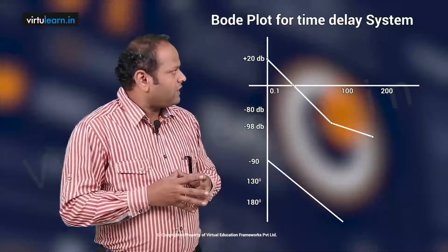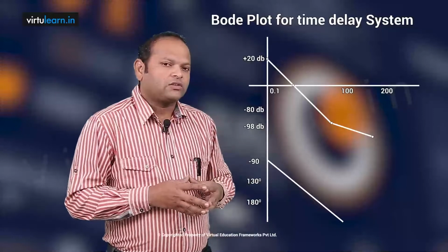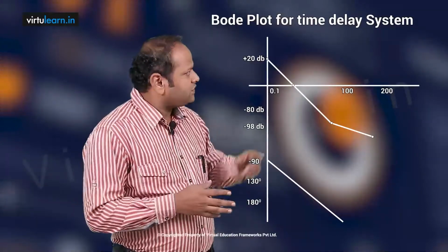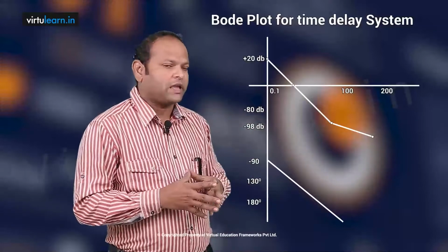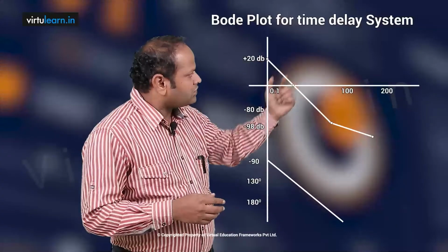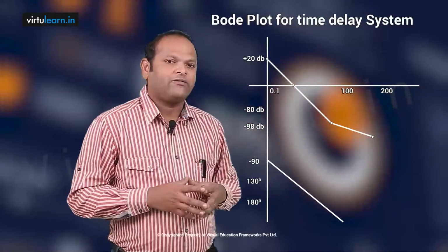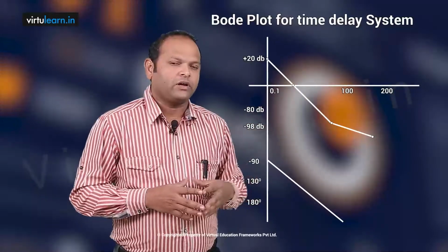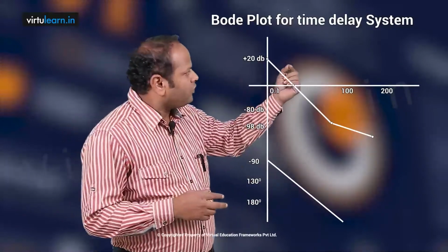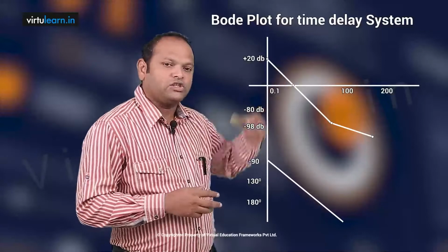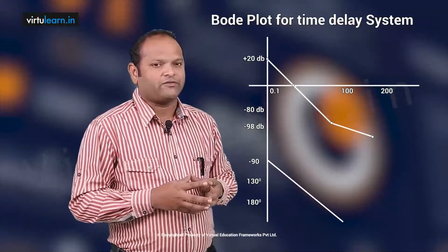First of all, we will try to find the gain crossover frequency. The gain crossover frequency is the frequency at which the magnitude plot is at 0 dB, that is, at k is 1. At k is 1 we plotted this, so it is crossing the 0 dB line. So it is very clear that omega 1 is one of my corner frequencies. Therefore at omega 1 it is 0 dB, so omega GC is 1 radian per second.